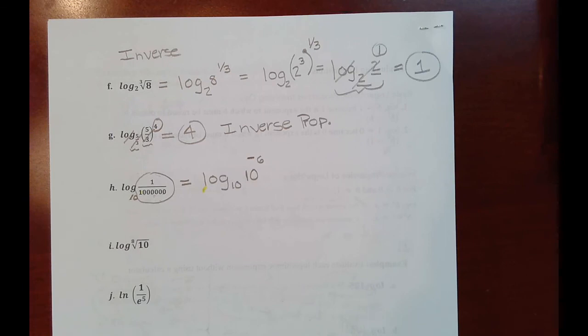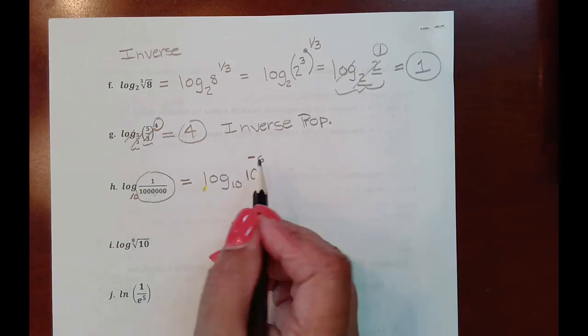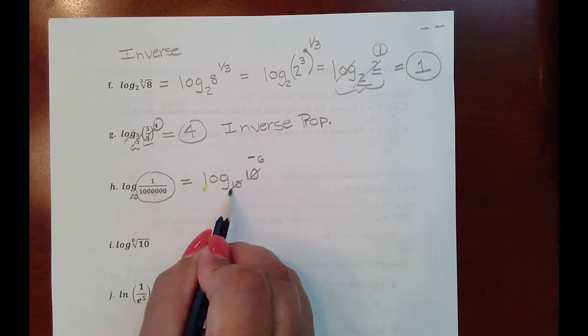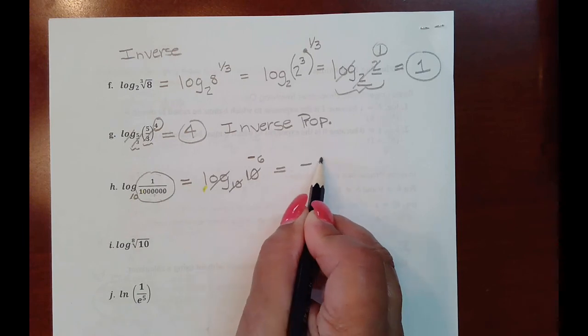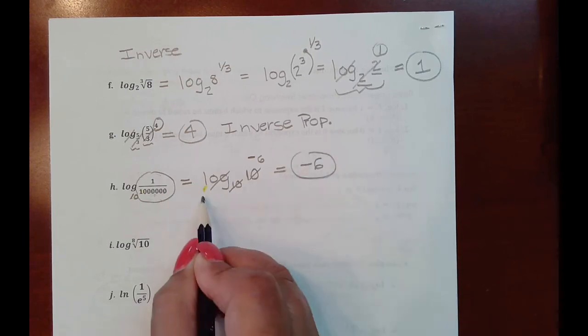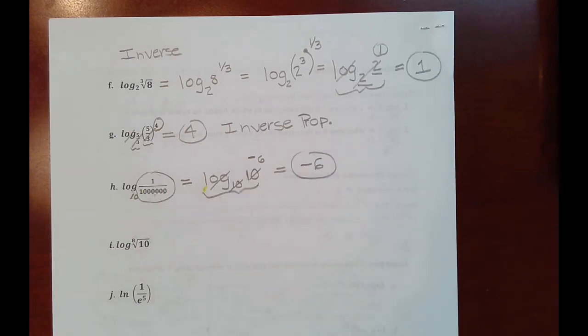But once you get it in this form, it's in perfect inverse form. Argument matches the base, takes the log with it, and whatever's in the exponential position is the value of this entire expression.